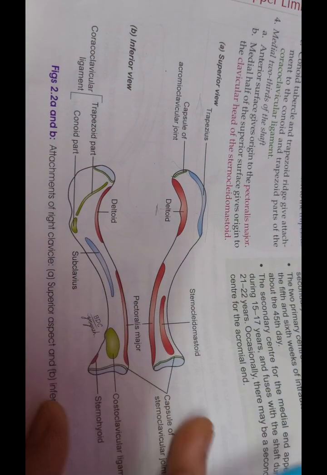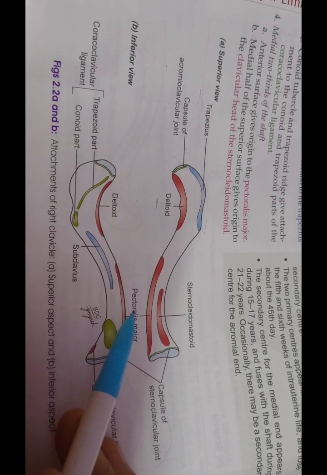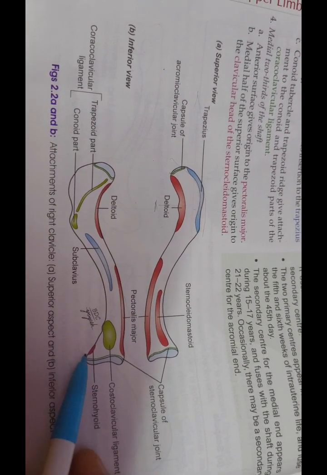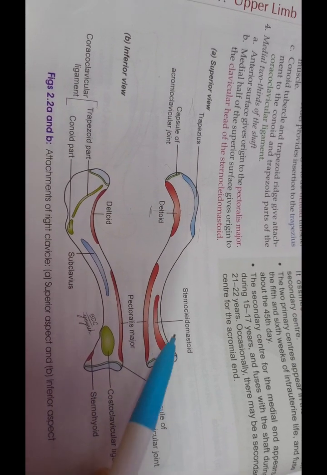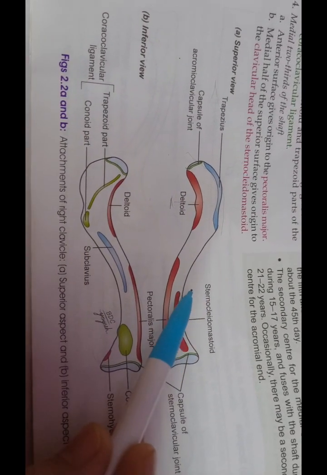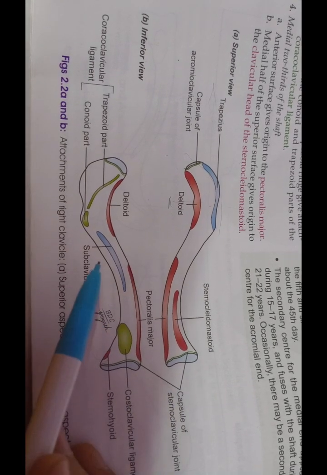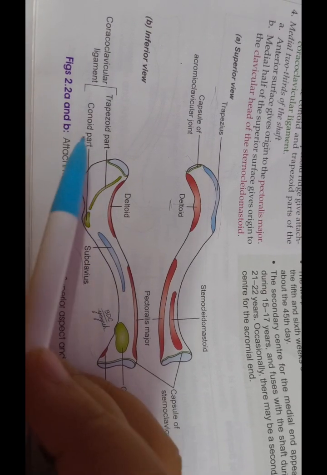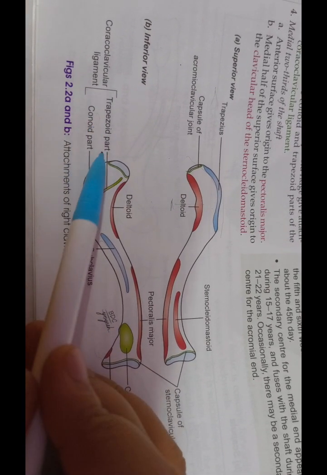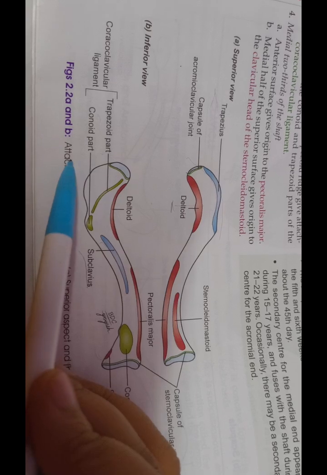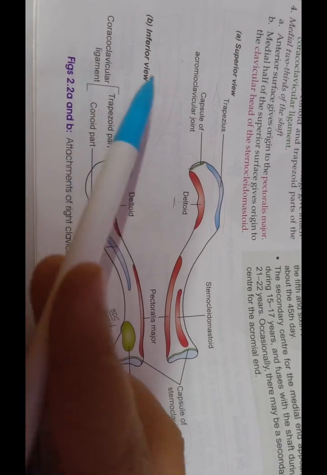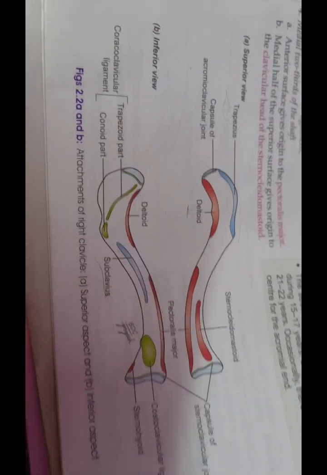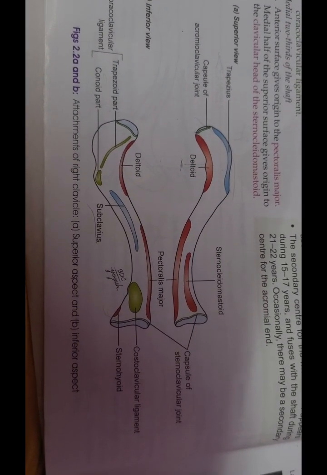So coming to the medial two-thirds, on the anterior surface you have the pectoralis major origin, on the posterior surface you have the origin of the sternohyoid muscle, and on the superior surface you have the origin of the sternocleidomastoid. On the inferior surface you have the insertion for the subclavius, and also on the lateral one-third in the inferior surface you have this trapezoid part and conoid part. These two are involved in the coracoclavicular ligament formation, which you learn in the joints of the upper limb later. So that's all about the overall clavicle bone.